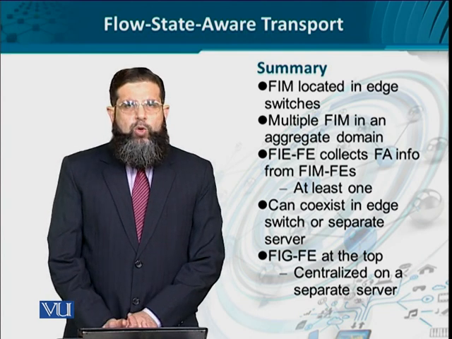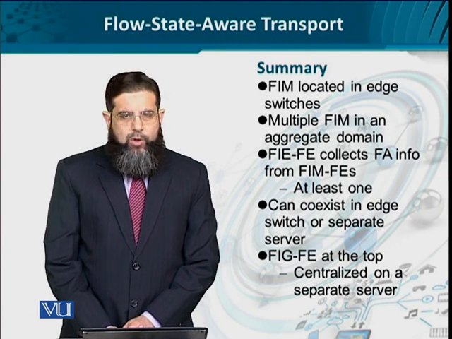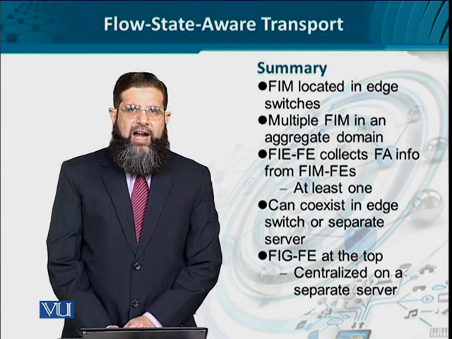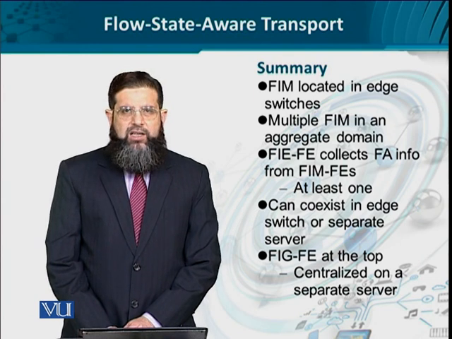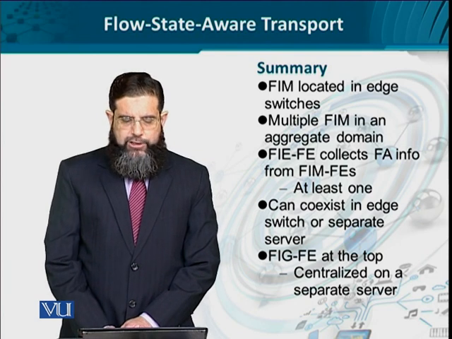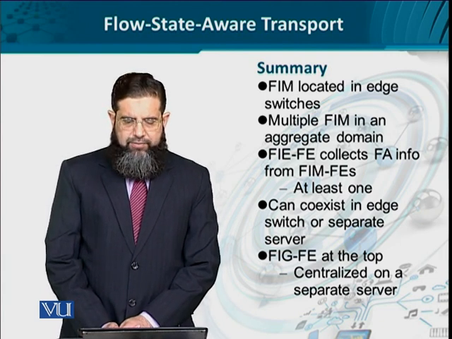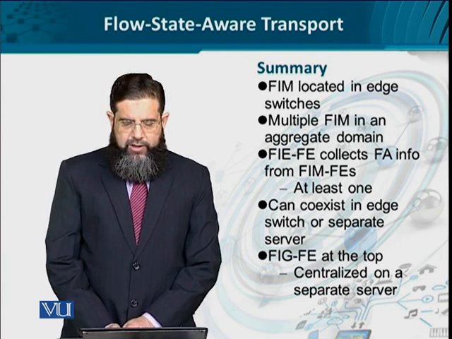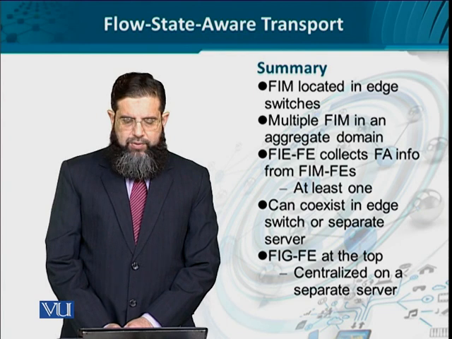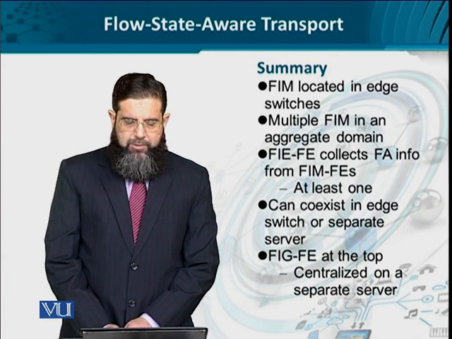So we can conclude that the location of FIM, FEE, and FIG are going to be at the respective positions, since the management is going to take place at the lowest level in the hierarchy, where each flow is bundled into an aggregate. So FIM is located in the edge switches. Multiple FIMs can actually be aggregating the traffic in a domain. Then we need to have at least one FEE, that is one exchange functional entity, which is going to allow the flow aggregates to be shared between multiple FIMs.